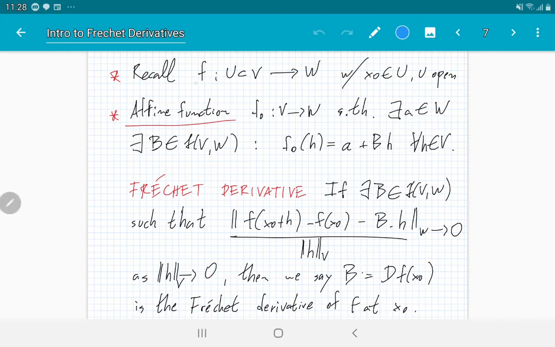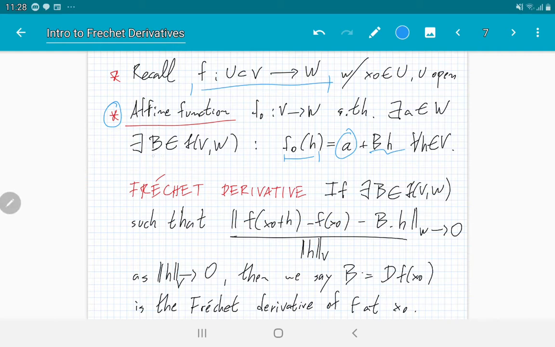So, okay, remember our setup, right? We have a function f defined over an open subset of a vector space V with values in another vector space, W. First of all, we need to understand what an affine approximation is, what an affine function from V to W is. Well, it's a function of this form: f0 of x is the sum of a constant term with a linear term. So basically, an affine function is a translation of a linear function.